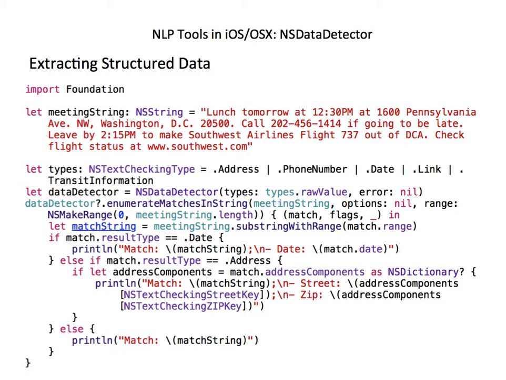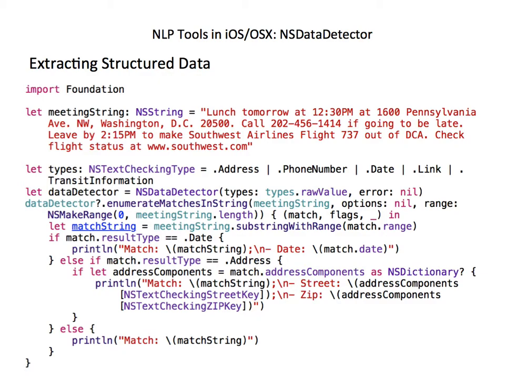We start by specifying the types of data we're looking for using the NSTextCheckingType option set. For each type specified, there's an added performance cost, so we only want to include the types we're actually interested in extracting.